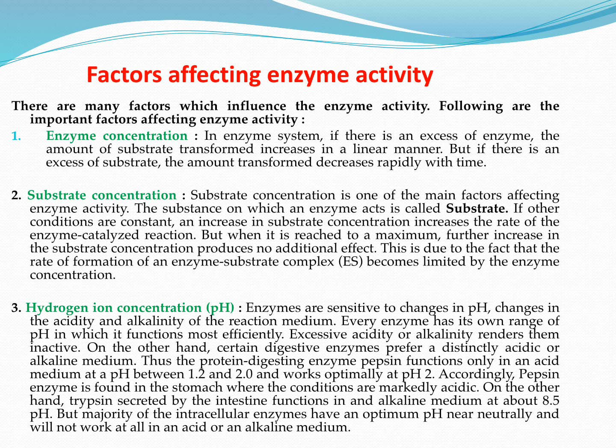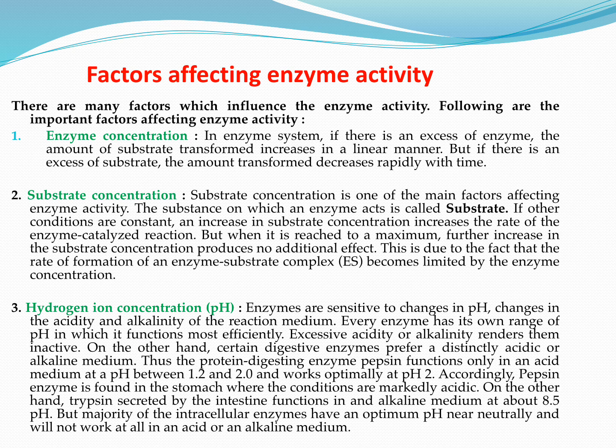Next factor is hydrogen ion concentration. Enzymes are sensitive to changes in pH, changes in the acidity and alkalinity of the reaction medium. Every enzyme has its own range of pH in which it functions most efficiently. Excessive acidity or alkalinity renders them inactive. On the other hand, certain digestive enzymes prefer a distinctly acidic or alkaline medium. Thus, the protein-digesting enzyme pepsin functions only in an acid medium at a pH between 1.2 and 2, and works optimally at pH 2.